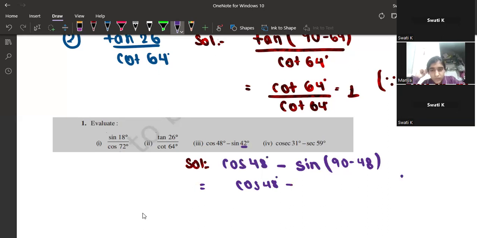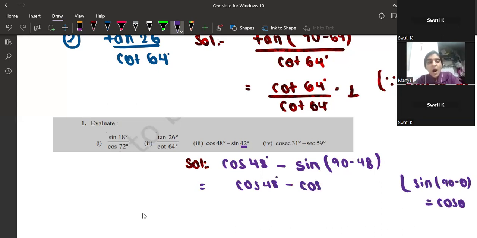What is the formula of sin 90 minus theta? Cos theta. So we'll be writing also that sin 90 minus theta is cos theta. So this will become cos theta, what is the value of theta? 48. Very good. So what is the answer of cos 48 minus cos 48? 1. See, okay, what is 2 minus 2? 0. So what is cos 48 minus cos 48? 0. 0, right? So you got confused.